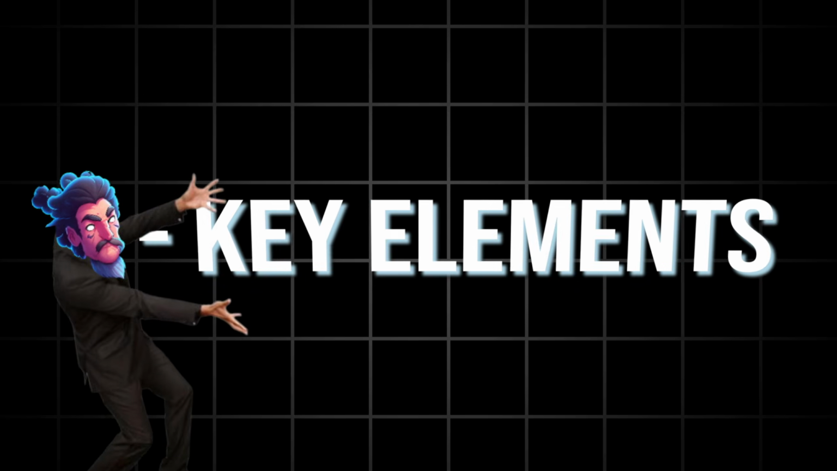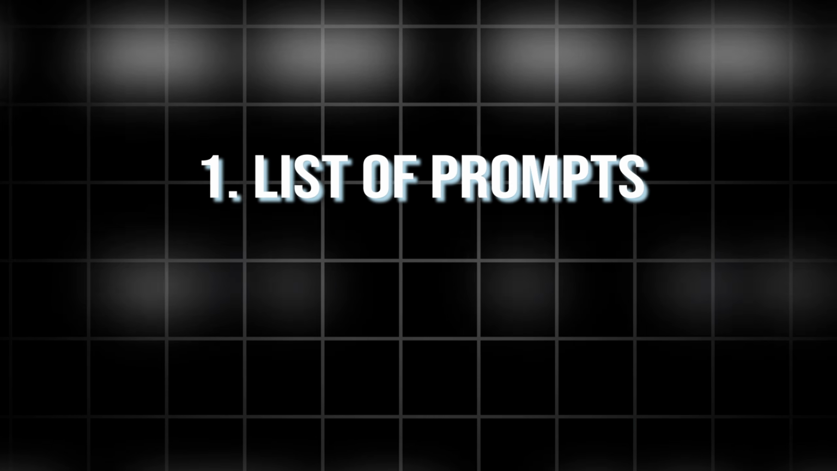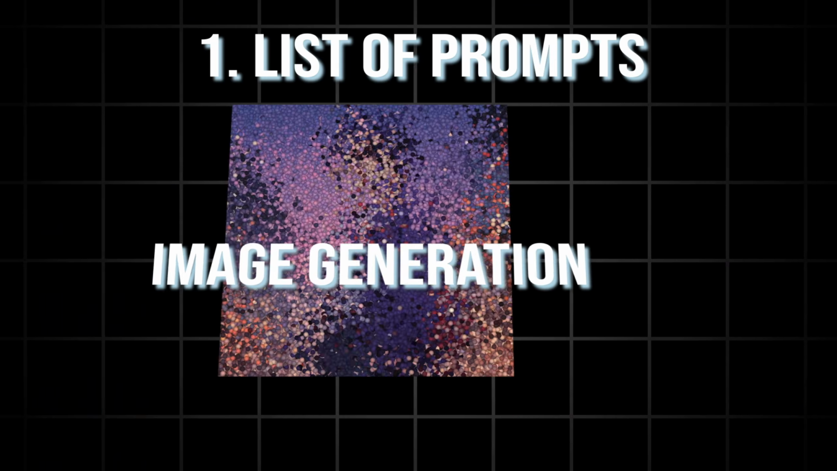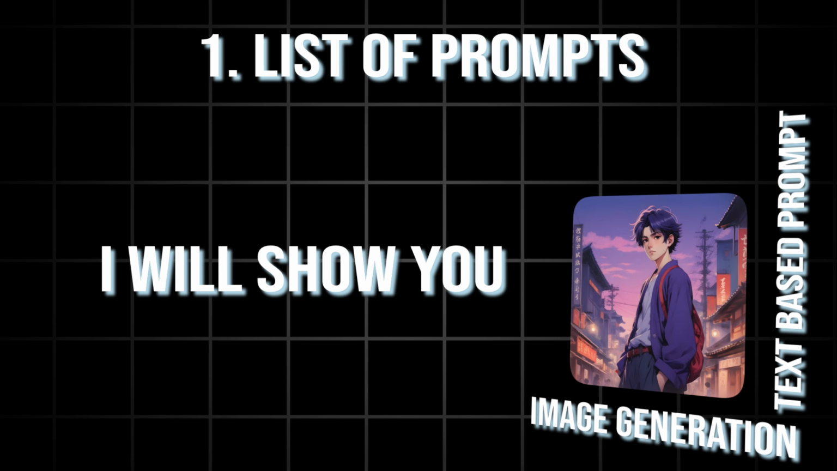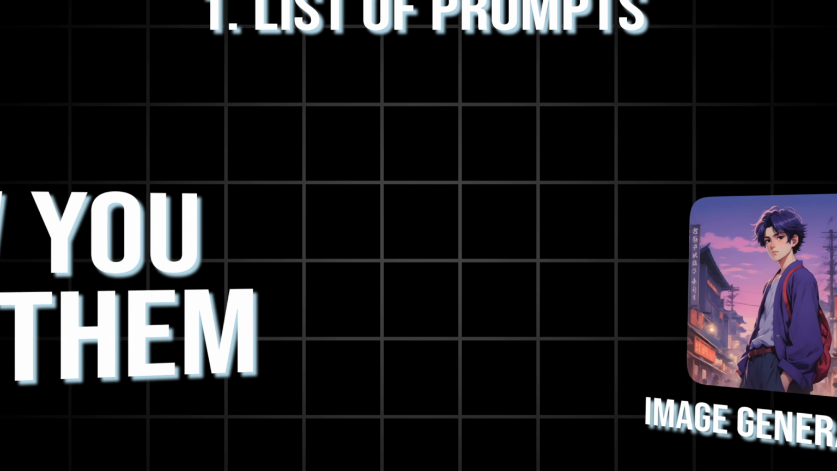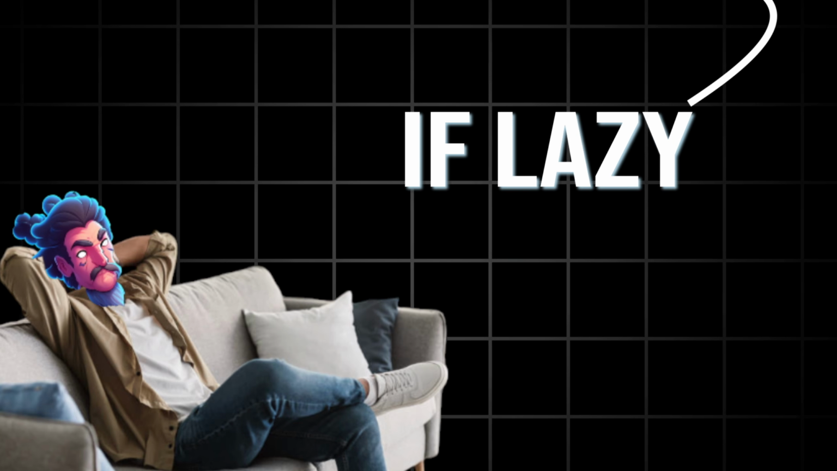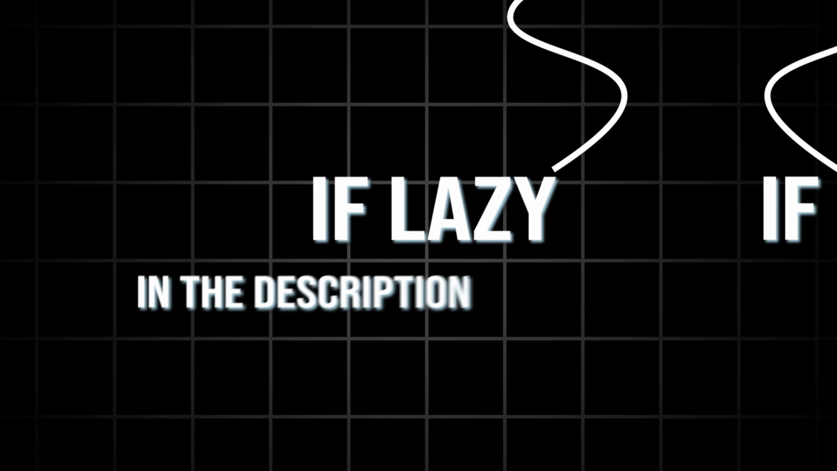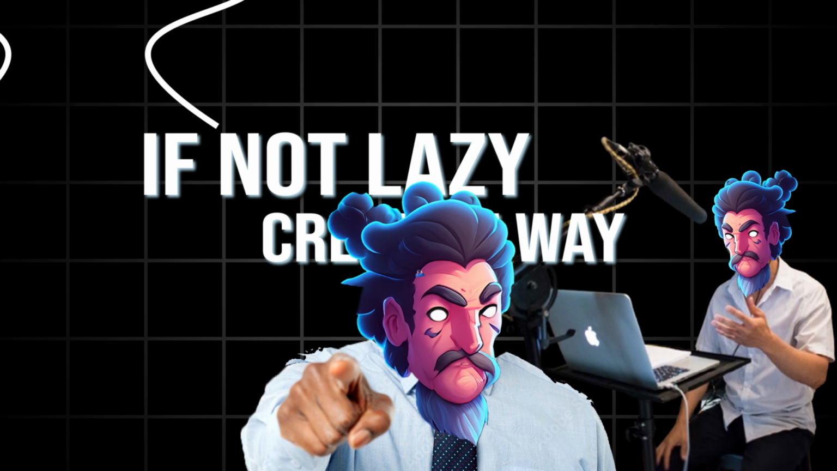So earlier I mentioned 3 elements for this to work. Let's jump into the first step. For images to be generated, we will need some good text-based prompts. Now I will show you how to get them. There are 2 options to get these prompts. For the lazy ones, the prompts will be in the description, but there is another creative way to make prompts more unique and to your specific liking.